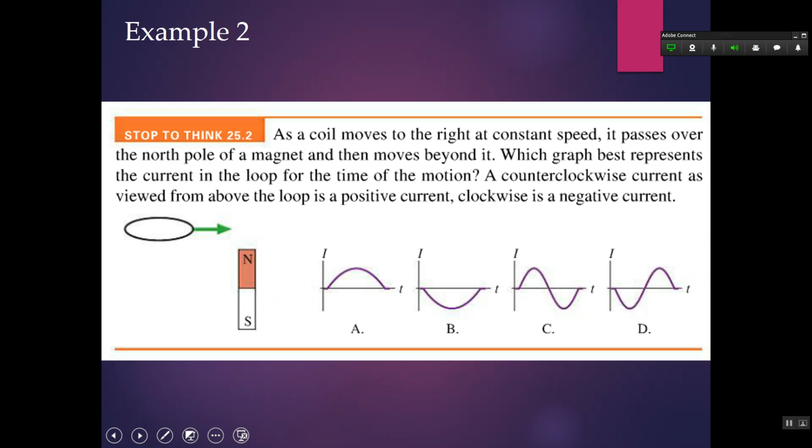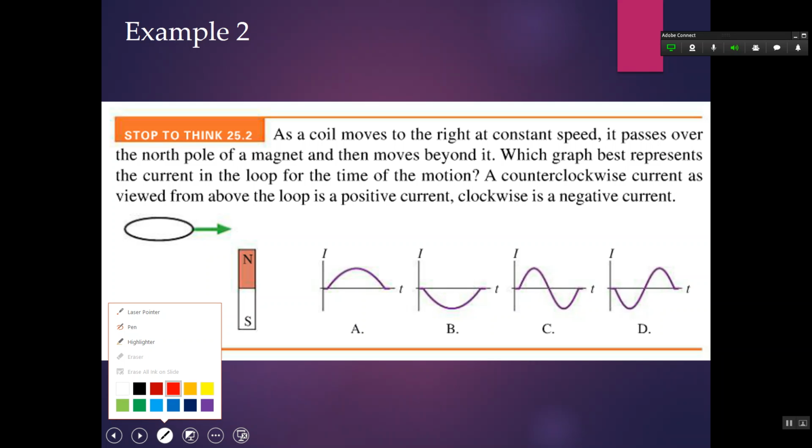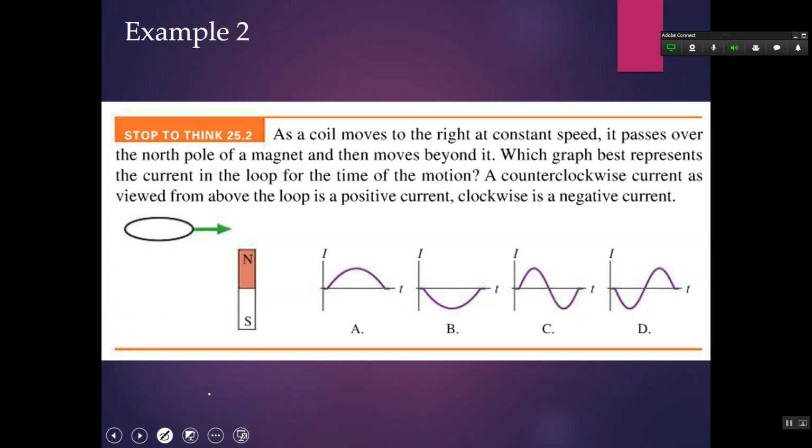So again, what I want to emphasize is I want you to draw what it looks like in situation initial. So situation initial is that the loop is over here. Situation secondary, it's not final yet, it's over there. And this is what it looks like after. So my loop is at the top of the magnet, and my loop is at the right.